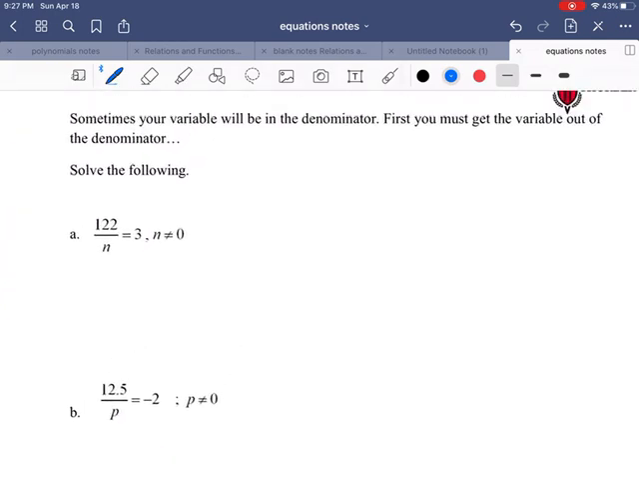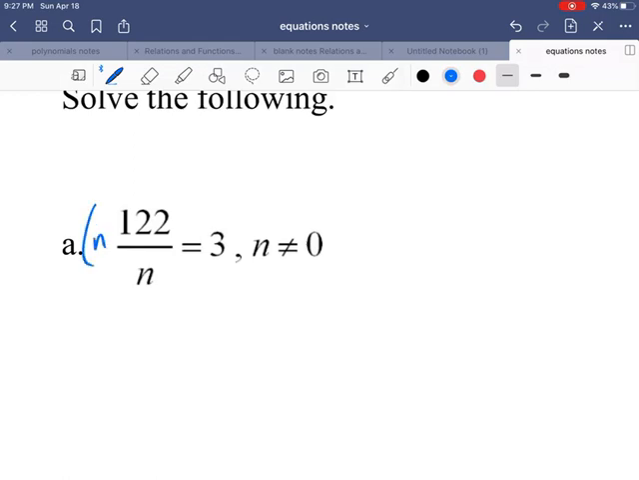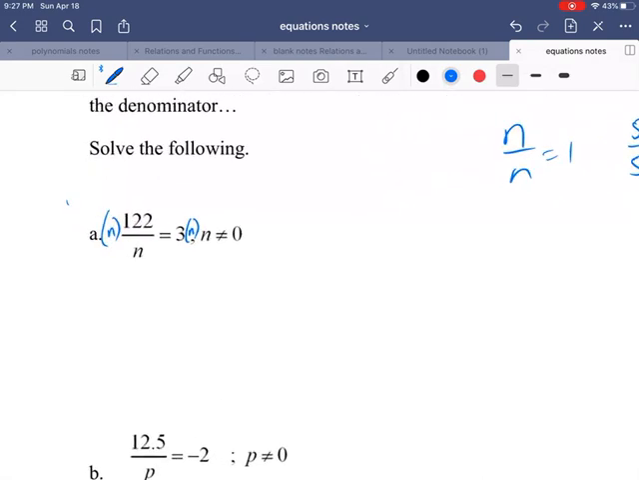Sometimes we have the variable in the denominator. So we can't really solve equations if we have variables in the denominator. So what you're actually going to do is multiply each side by that variable. Okay? Now n divided by n follows the same rule as 5 divided by 5. It still equals 1. So this n and that n will actually cancel out, and you're left with 122 is equal to 3 times n. And then if you divide each side by 3, n is going to equal, doesn't simplify any farther, so 122 over 3.